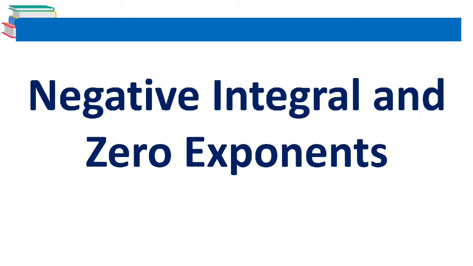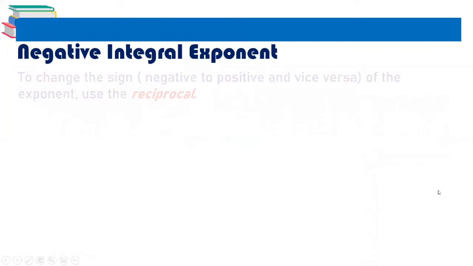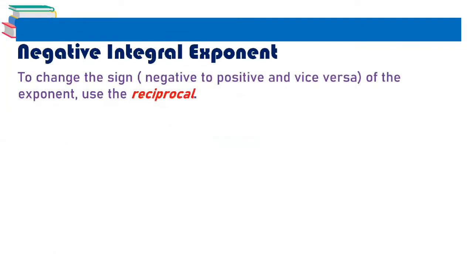For this video, we are going to have the negative integral and the zero exponent. So for this one, let's have first the negative integral. When we say negative integral exponent, it is to change the sign. So again, when we have the negative exponent or the negative integral exponent, we need to change the sign or make it a positive exponent.